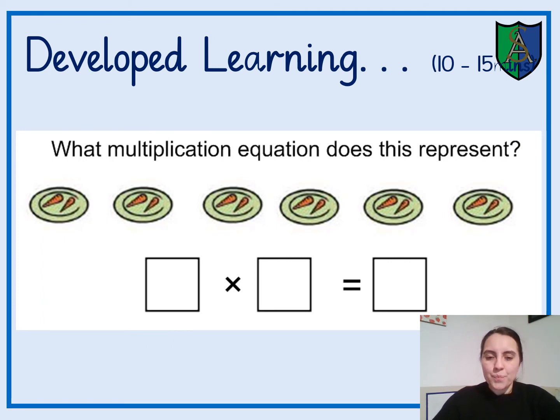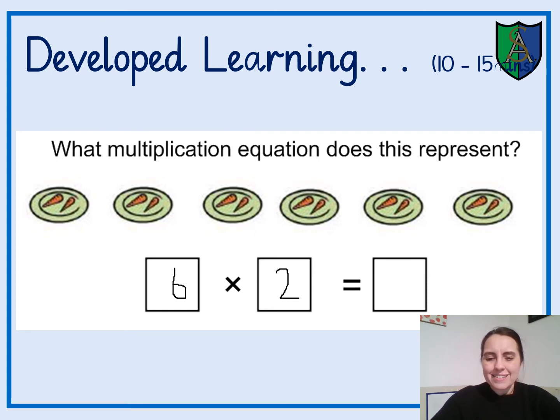In this picture, you tell me, how many plates do we have? Well done if you said 6. And how many carrots are on each plate? Brilliant. Well done if you spotted that there were 2. So what do we think the multiplication equation will look like for this one? Well, there are 6 plates with 2 carrots on each. So it's 6 times 2, okay?